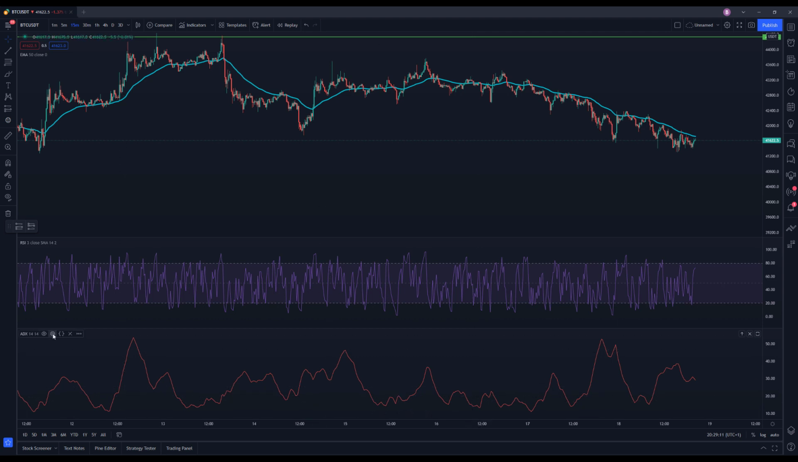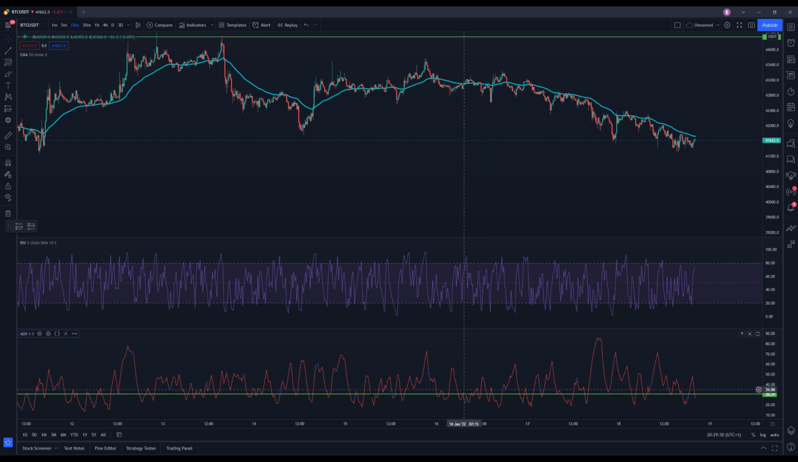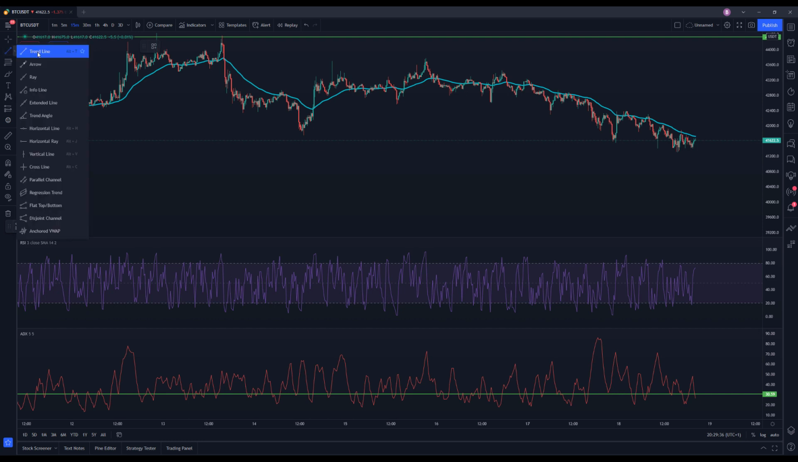We also want to change some settings in here. The ADX and the DI length should be 5. And it should be above 30 to be trending for us. What you can do is make a horizontal line there. I did it with Alt H, but you can also do it from the toolbar. Horizontal line, like that.